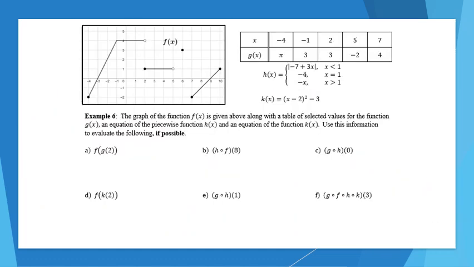Example number 6. We have a graph, we have the graph f of x. We have a table g of x. We have a piecewise function h of x. And we have k of x, which is a quadratic equation. And now we get to find all sorts of composite functions. So let's try these now.